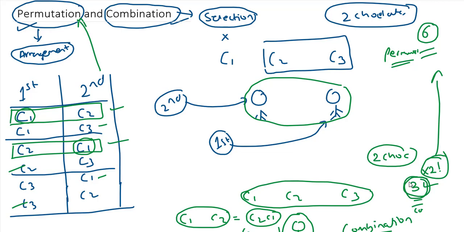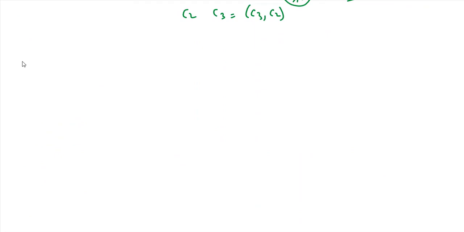Let us first derive the formula for permutation. Now suppose in the box that we are considering there are n chocolates and you have r number of friends.